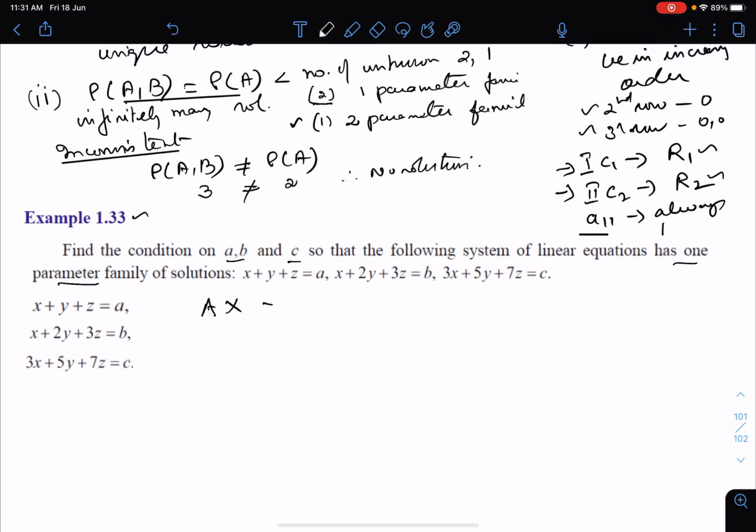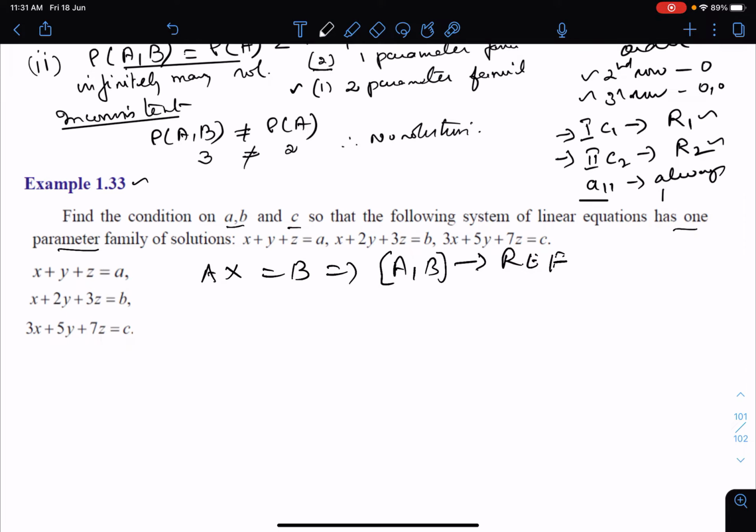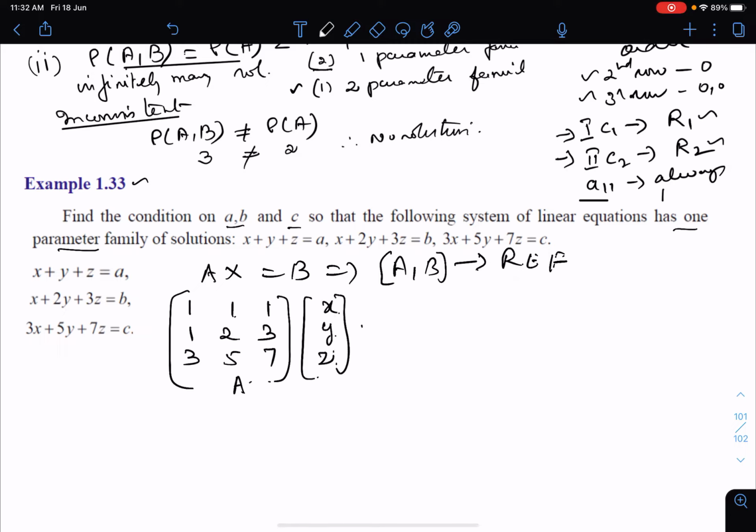So first you write it as Ax equals B, and from that you get the augmented matrix [A|B]. You reduce this to row echelon form and then you find the rank. Here, instead of the constants, they are given as A, B, C. So we are going to find the condition for how you get a one parameter family. We'll write our Ax equals B: A is 1 1 1, 1 2 3, 3 5 7. Our x is the unknowns x, y and z, and our B is the constants on the right hand side, that is A, B, C.